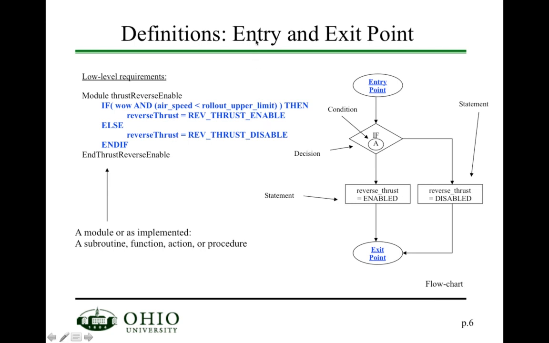If I talk about an entry or exit point, typically what I mean is the point at which you enter a set, for example, a particular module, function, or unit. So if this is a particular module, thrust reverse enable, that has the following low-level requirements within it, then of course this can be implemented as a function or a subroutine or whatever programming language you have. But for the moment, what you see here, if you look at the flow chart for this particular low-level requirement, you'll enter it, perform the if statement with the two else's, and then we'll exit. So this is the entry point and exit point.